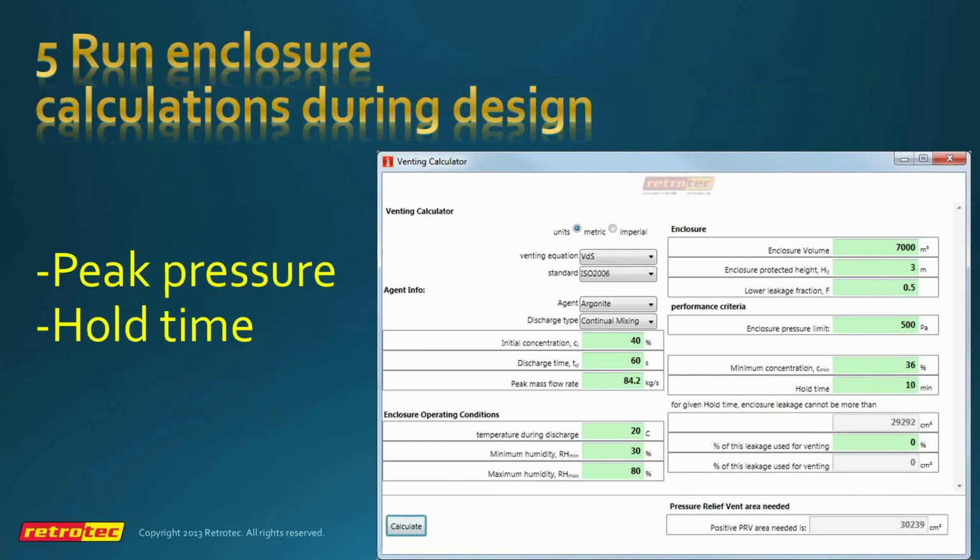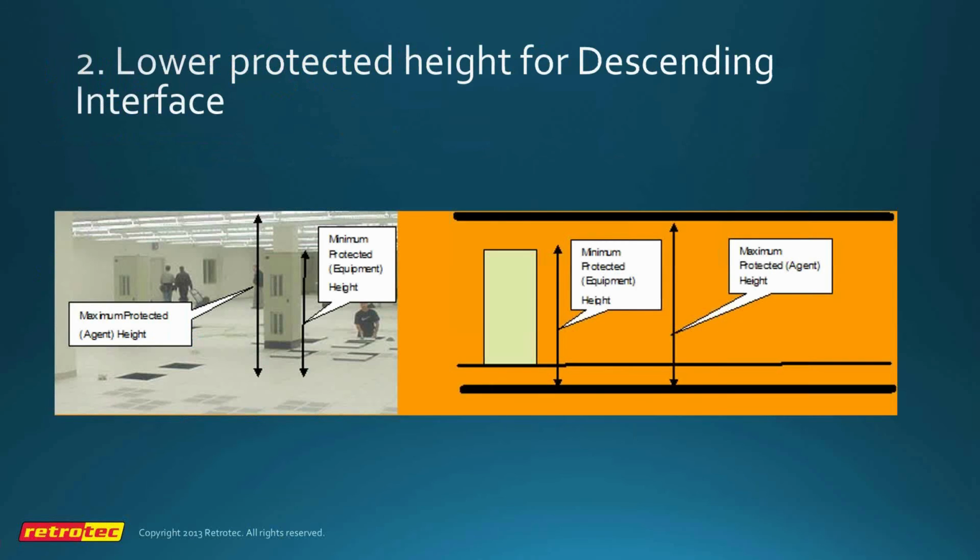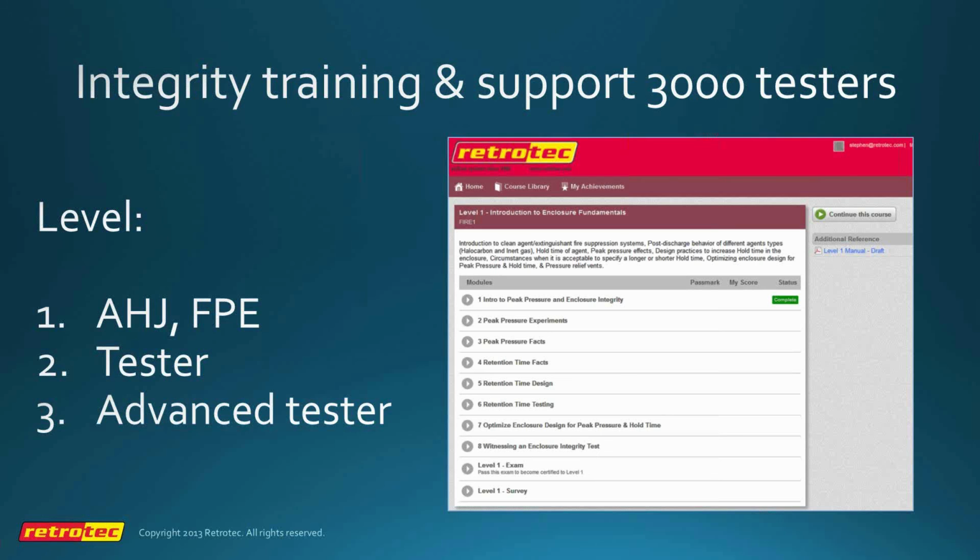And of course, run the enclosure calculations during the design process, using our venting calculator to do all the calculations in advance, and try to figure out how you're going to get this enclosure to pass before it's even built, and resolve the issues when you have a chance to make changes. I think that's pretty well it.